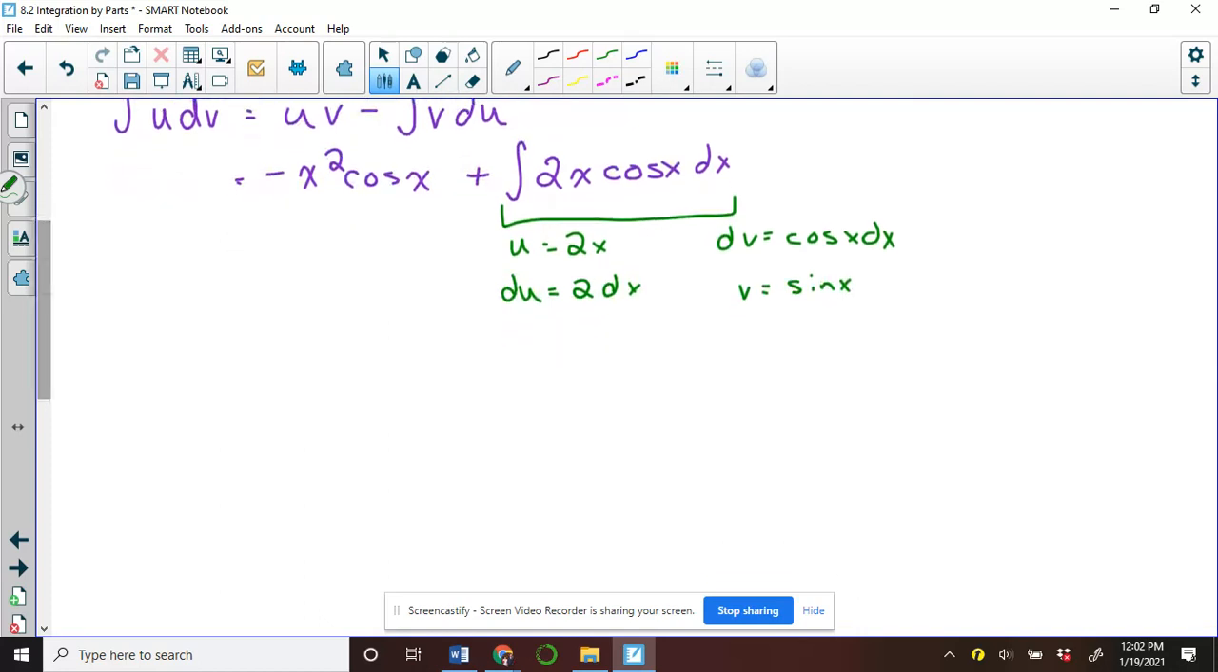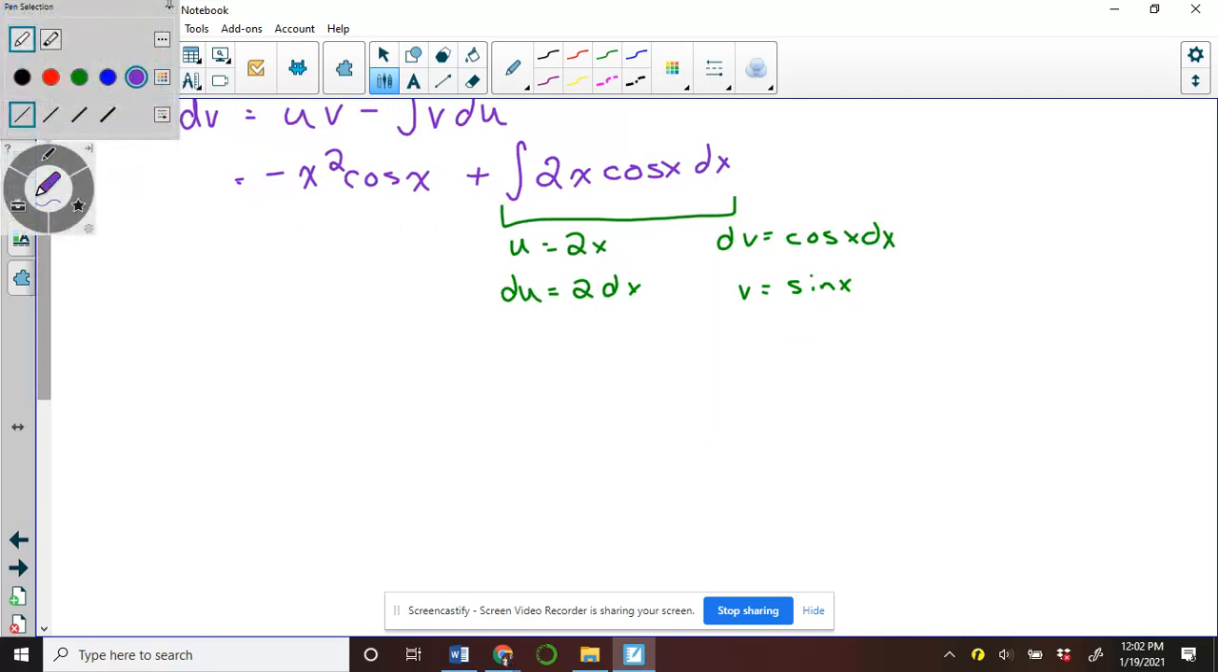Now we want to place this in. I'll use purple for my initial piece and green for my remaining until we get to the end, and then we'll choose a color. Now we're at plus u times v, so that is 2x sine of x minus the integral of v times du, so that's 2 sine of x dx.